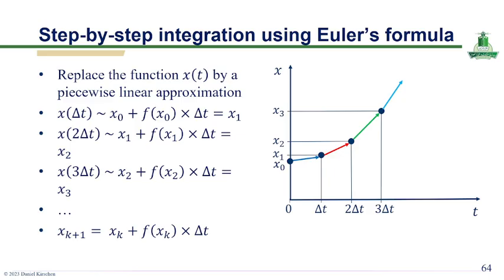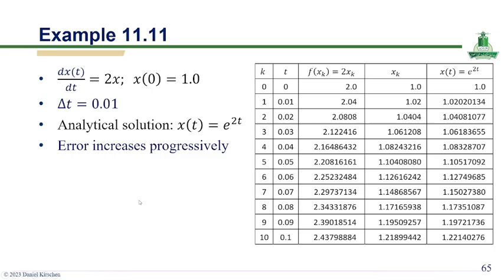The general Euler update equation is x_{k+1} equals x_k plus f(x_k) times delta t. This method provides a simple and efficient way to estimate the dynamic behavior of the system over time by repeatedly advancing the solution in small steps.